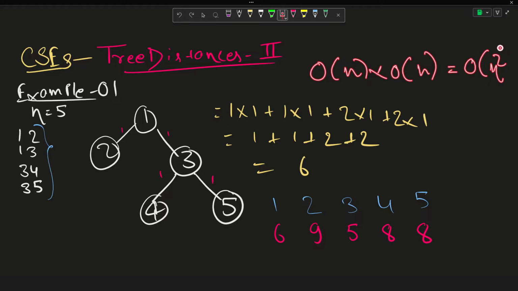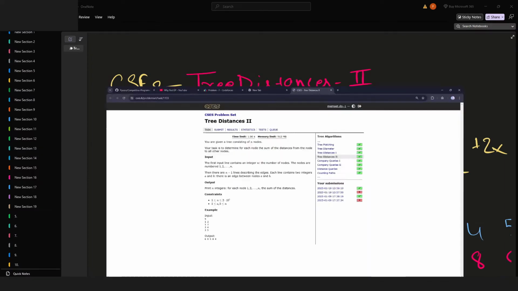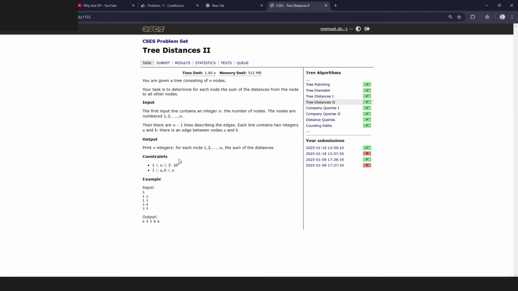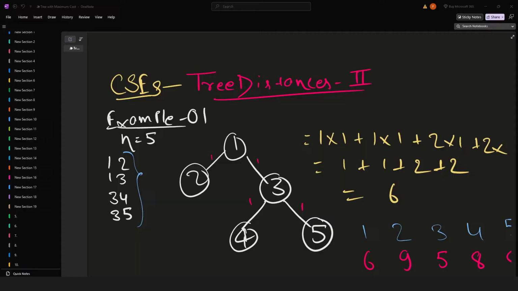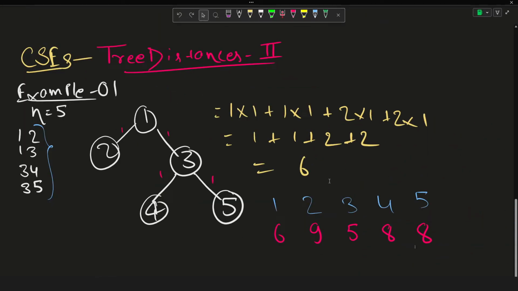So this will give TLE, because if you see the constraint in the problem, it is going up to 2 into 10 to the power 5, so it will definitely give a TLE. So we can't do this, right? Hope everything is clear by now. So now you know that you cannot do brute force, because if you do, you will get a time limit exceeded. So how will we solve this problem for every other vertex?